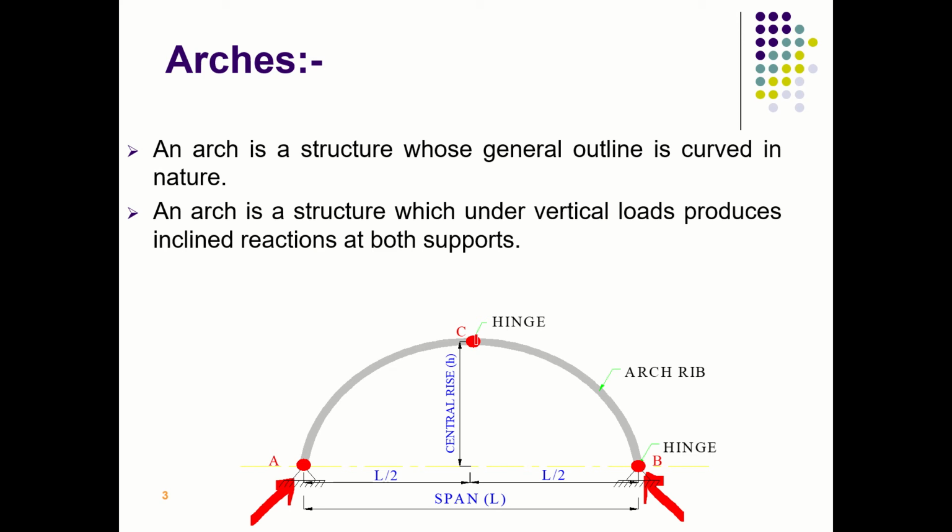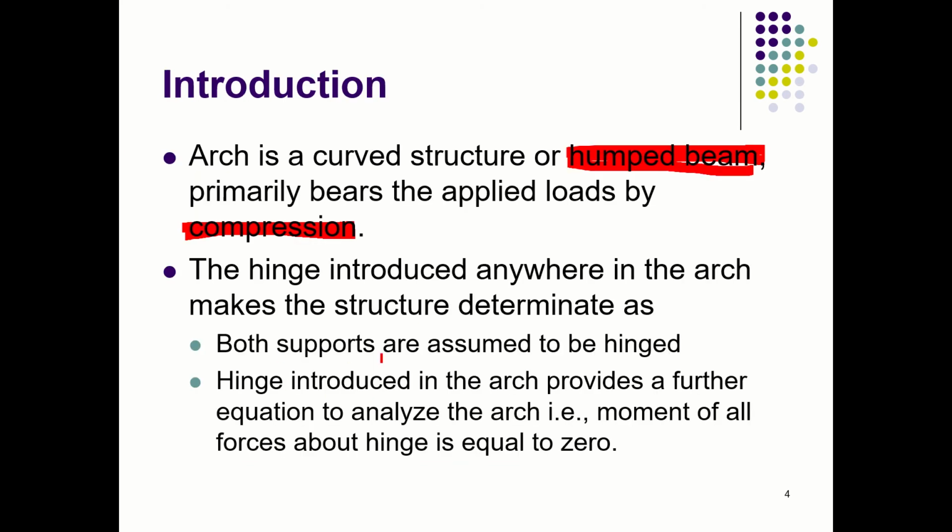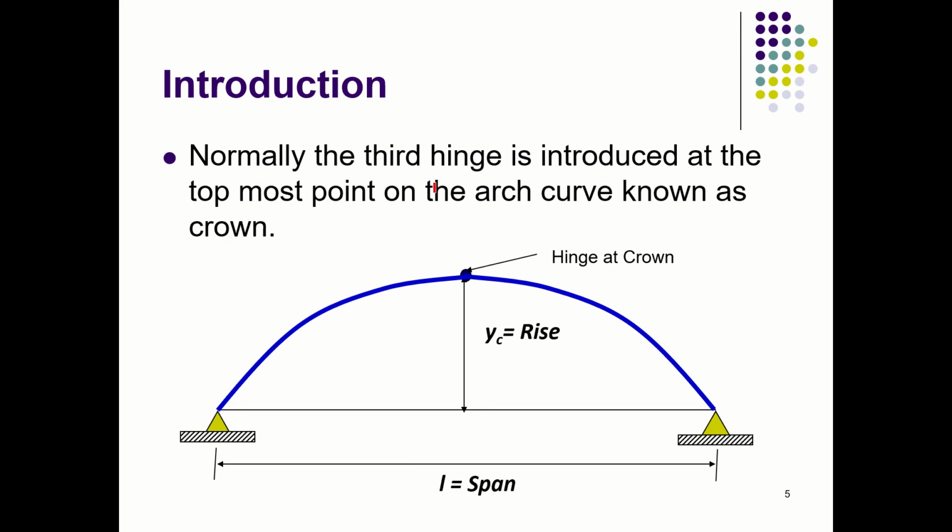But introducing an internal hinge at point C will give you an extra equation, that is, summation of moment at C is equal to 0. So that will make the arch statically determinate. And the second point: a hinge introduced in the arch provides a further equation to analyze the arch, that is, moment of all forces about the hinge is equal to 0. Normally the third hinge is introduced at the topmost point on the arch curve, that is known as the crown. So at the topmost point of the arch, which is called the crown, we introduce an internal hinge. And the height of this point is called the rise, and we designate it by YC.